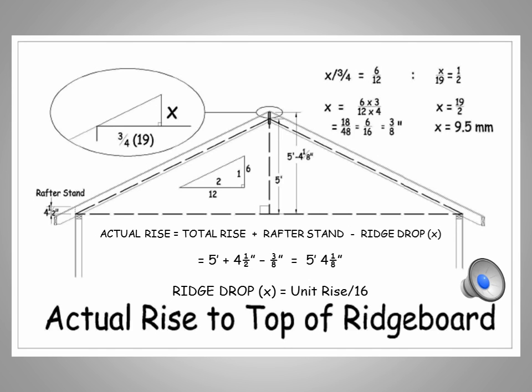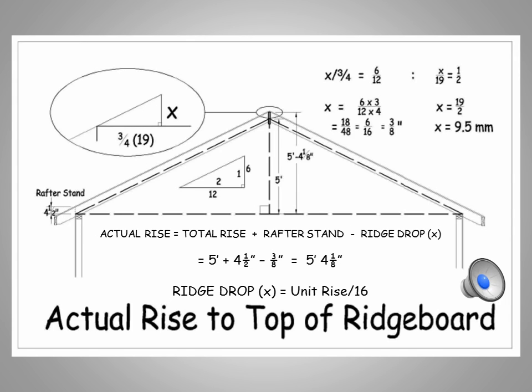To do that calculation, again, we use similar triangles. X over 3/4 is 6 over 12. And from the math on that, we get that X is equal to 3/8. If we were working in metric, a ridge board thickness of 1.5 inches is actually 38 millimeters. Half of that would be 19 millimeters. So it would be X over 19 is equal to 6 over 12, which is the same as 1 over 2. And from that, we would get that X equals 9.5 millimeters. So 3/8 of an inch, 9.5 millimeters, same number, same measure.